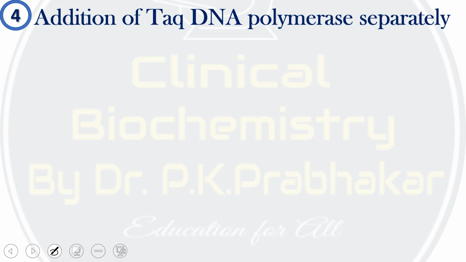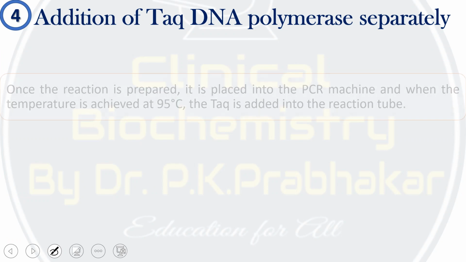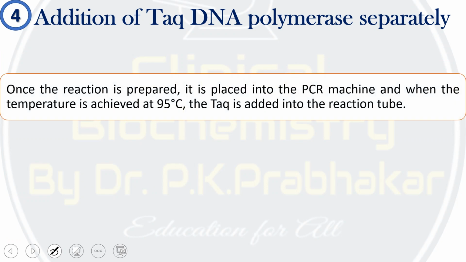The fourth important process is addition of Taq DNA polymerase separately. Once the reaction is prepared, it is placed into the PCR machine, and when the temperature reaches 95 degrees centigrade, then we are going to add the enzyme. So in the tubes you will have everything except Taq DNA polymerase. Once the tube reaches 94 or 95 degrees centigrade, we are going to open the tube and put in the Taq DNA polymerase.